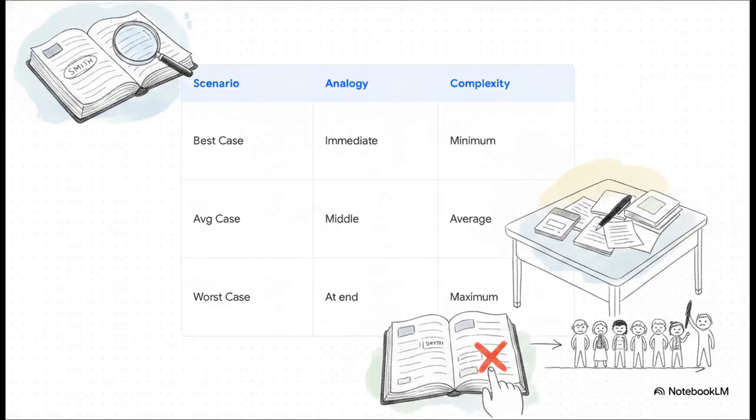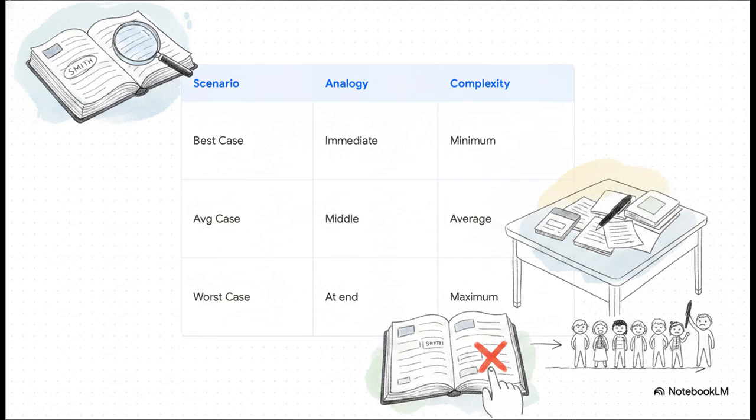Now, while math gives us the dominant term, how does this actually play out with real data? Let's bridge this abstract math to reality by comparing scenarios to a search analogy. Imagine searching for a specific name in a massive old-school phone book, or for a more modern equivalent, writing code to find one specific username in a database of millions.